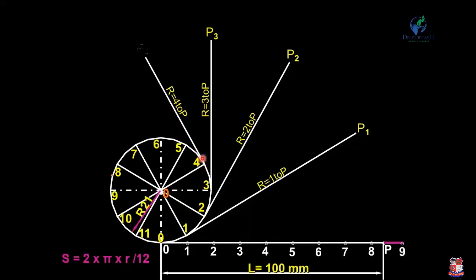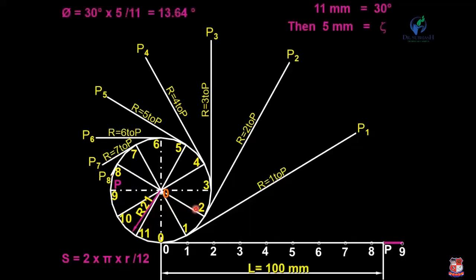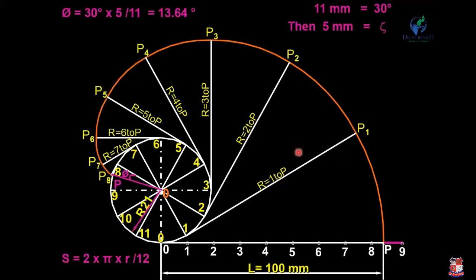Similarly, find the points P4, P5, P6, P7, and finally P8. Now join all these points from P to P1, P2, P3, and finally this curve will touch the circle at this point P. So this is known as an involute, and it will wind up to this point P.